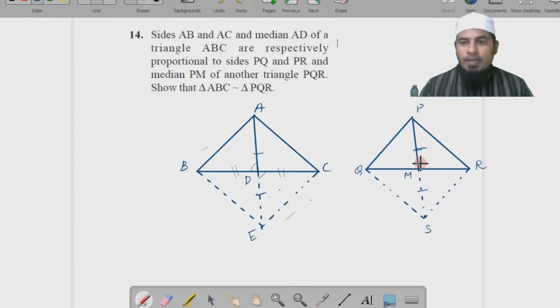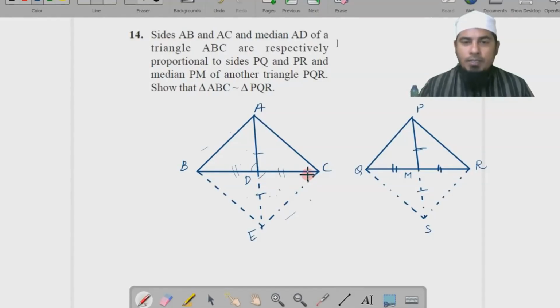Similarly, here PM is produced to S such that PM is equal to MS, and already these two parts are equal because PM is median, it divides the side into two equal parts. Orally, let us discuss how to do this problem in triangle ADB and EDC.